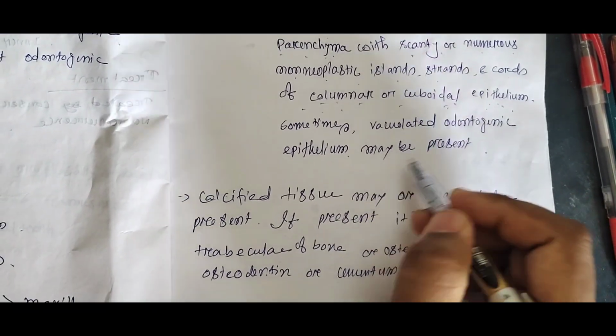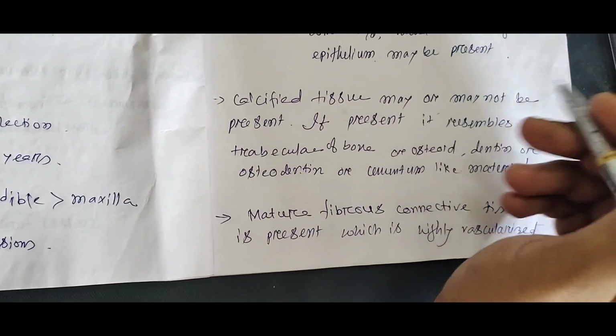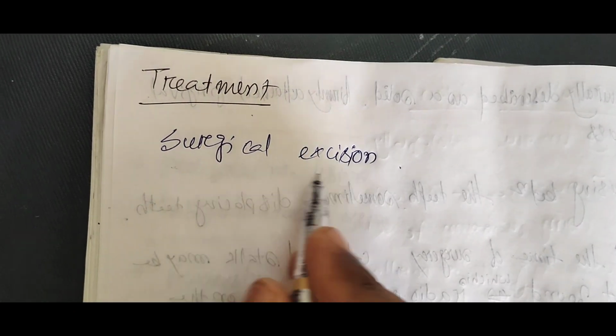Vacuolated odontogenic epithelium may or may not be present, and calcified tissue may or may not be present. Treatment: surgical excision.